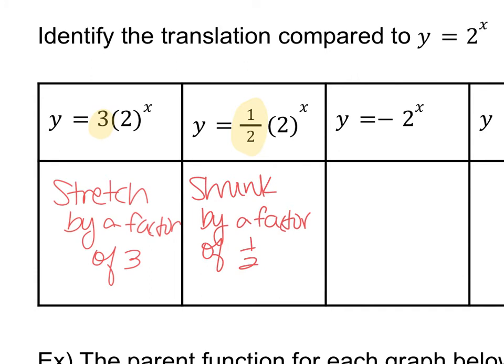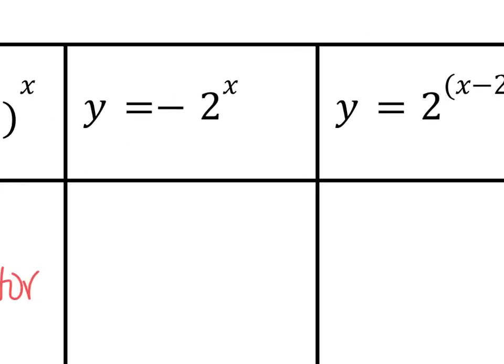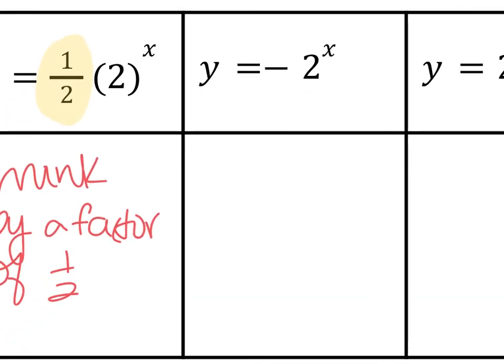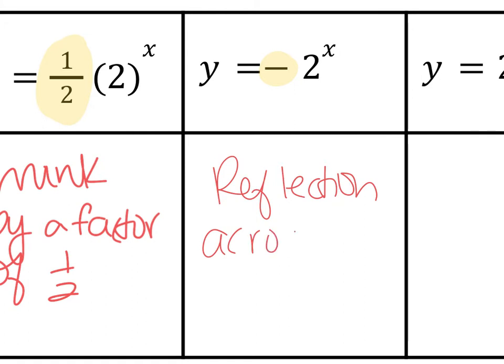There was something else we graphed, I can't remember. Oh, the square root ones. Okay, this one, what's happening here? Well, this negative is what's happening. Oh, let's do it in yellow. So that would be a reflection across the x-axis. It's flipped upside down.